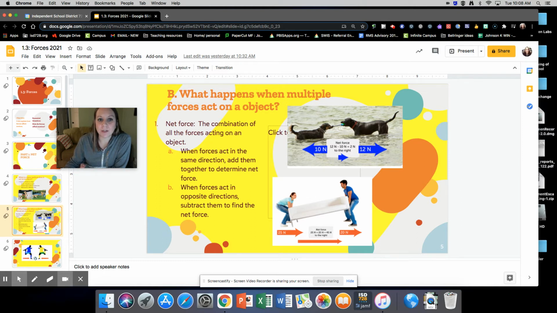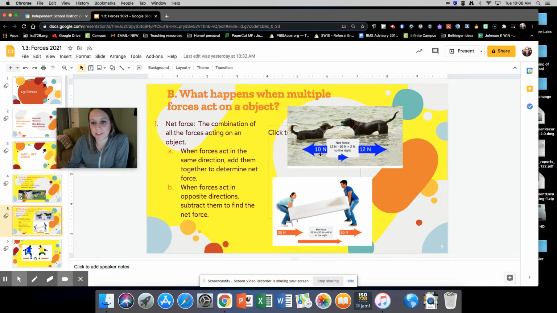So when we have multiple forces that act on an object, we call that net force. Net force is the combination of all of the forces that are acting on an object. When forces are acting in the same direction, we add them together to determine the net force. And when they're acting in opposite directions, we subtract them to find the net force.